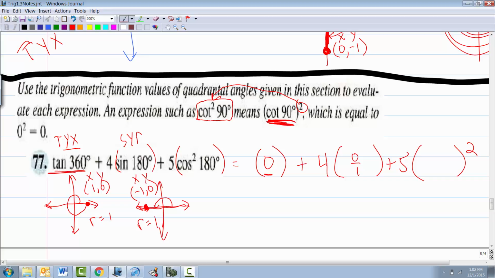That's how you're supposed to analyze what that means. I'd appreciate all of this work. By the way, what is the cosine of 180? I already have it drawn. No, it's not. Cosine is x over r. So it's what letter over what letter? x over r. What's negative 1 over 1 squared? What is this expression when you're done? 0 plus 0 plus 5. The answer is 5 when you're done.